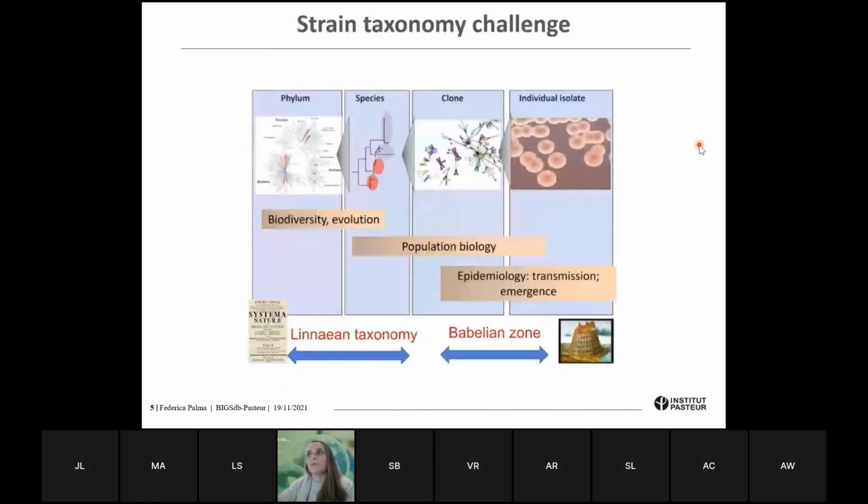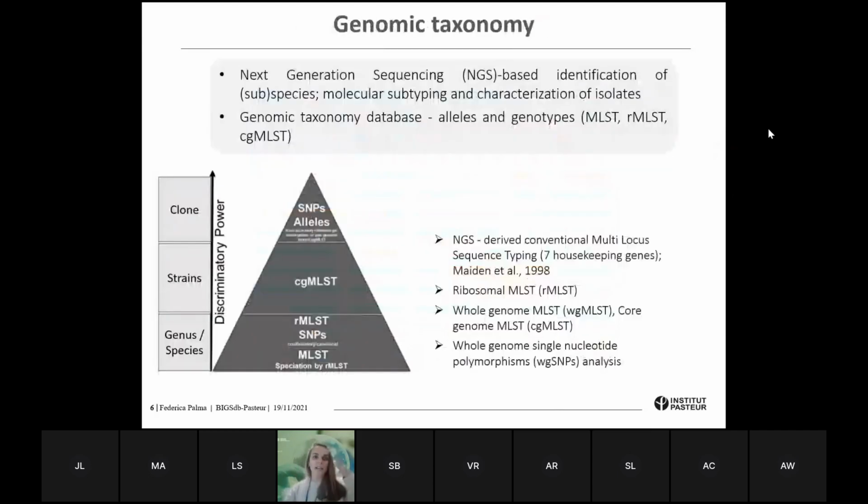So this brings us to a big challenge, which is the strain taxonomy. Linear taxonomy may well answer specific questions about phylum classification and species, but we enter what Sylvain likes to call the Babelian zone, when we need higher discrimination for epidemiological studies, for example, to discriminate clones of a species or also individual isolates. And how to tackle this challenge?